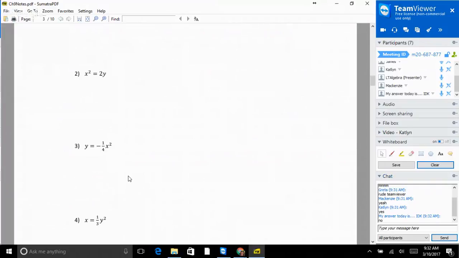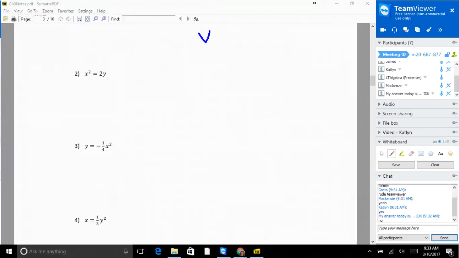Okay, so let's try problem number 3. We have y equals negative 1/4 x squared. So does this look like the standard equation for a parabola? The fact that I'm asking that question probably means not, right? It's not, because usually we have x squared equals something times y. But right now I have x squared being multiplied by 1/4. So we have to use a tiny bit of algebra, but not that bad, right?